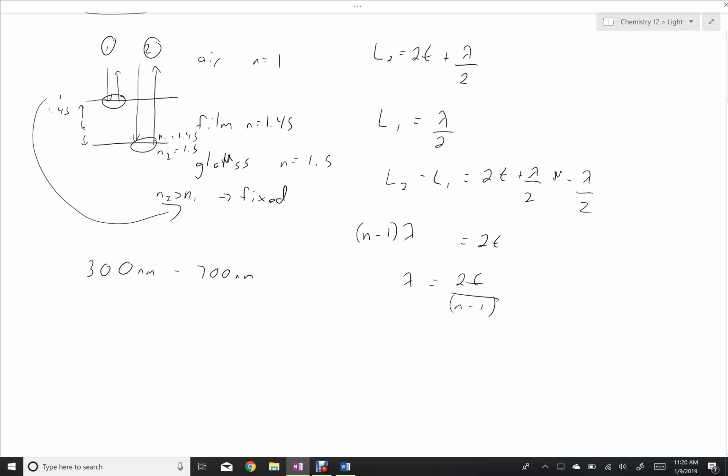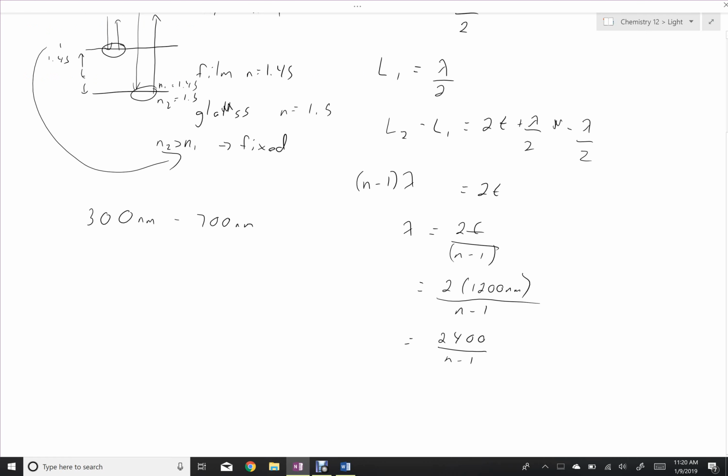And then if I put my 2t in here, 2 times 1200 nanometers, I have to think, what values for n can I have that will result in this working out into this range? So probably the easiest way to do this is to take these two endpoints, put them in, and solve for n instead, and then look for integers that are in the range of those two endpoints.